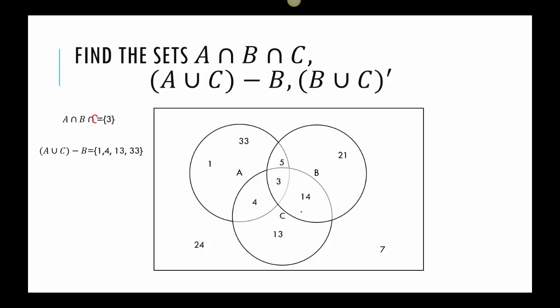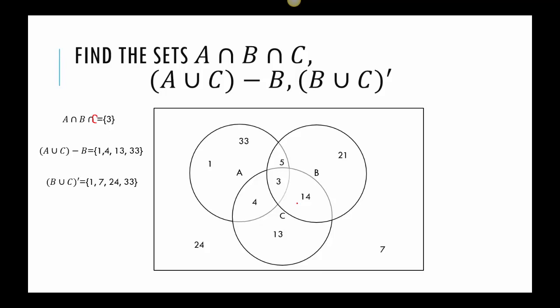On the second one, I said, why don't we look at A union C and then take B out? So I'm starting with the idea that I take A and I put C together, but then I'm going to get rid of these 5, 3, and 14. I don't want to include those. I've decided to subtract them out. So what's left is 1, 4, 13, and 33. So things that are in A and C, but nothing from B.